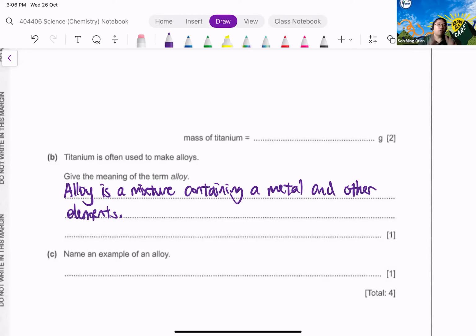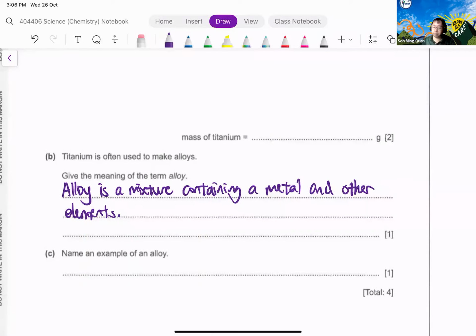Okay, so an alloy must have at least one metal and other elements. Now, the other elements could be a metal, could also be a non-metal. And the keyword here is mixture. So alloys are mixtures. Okay, so alloys by definition are impure. They are not pure. They do not have a fixed melting point.